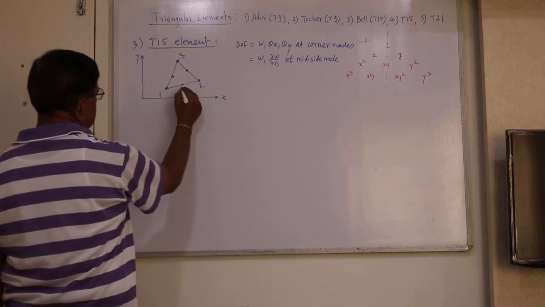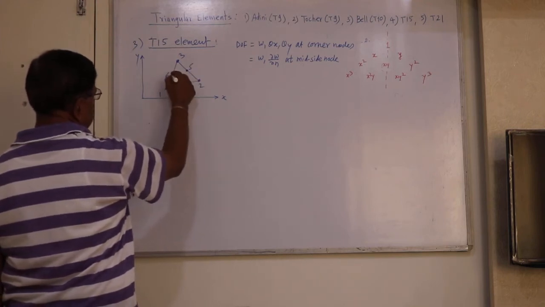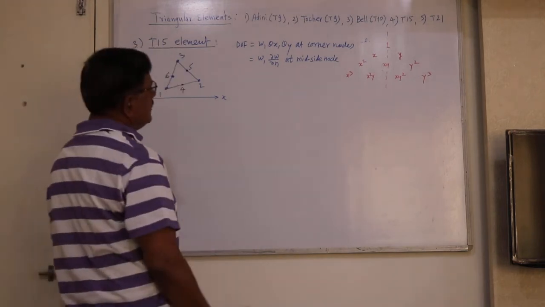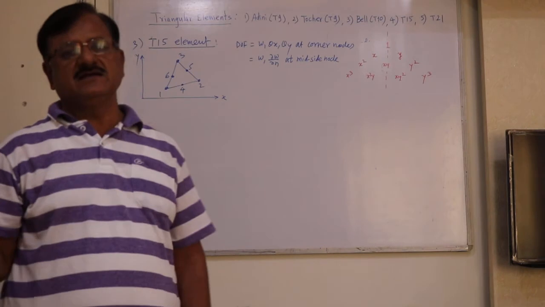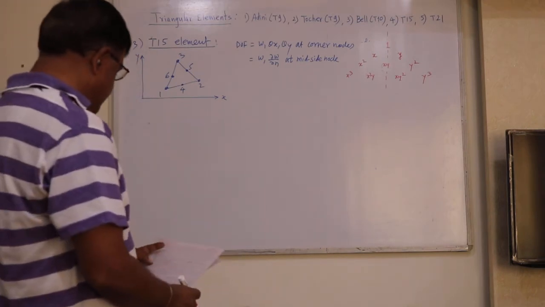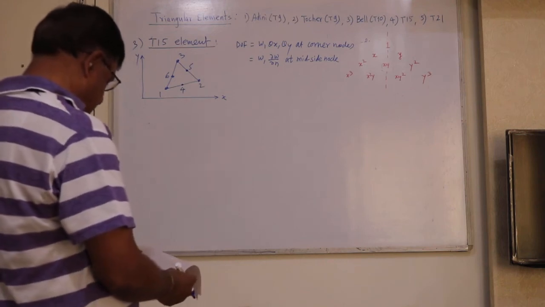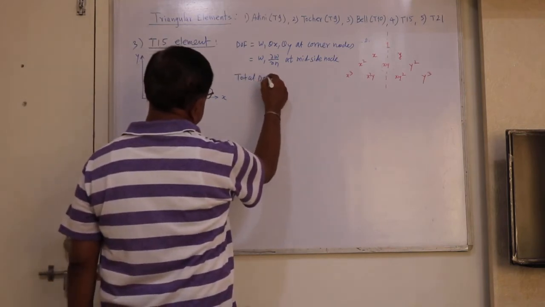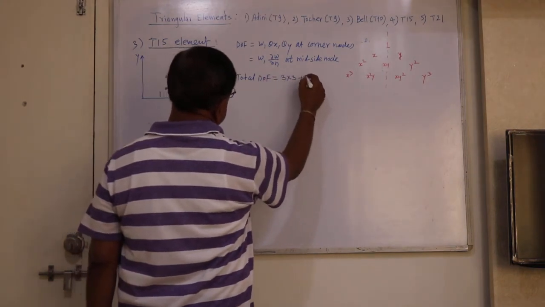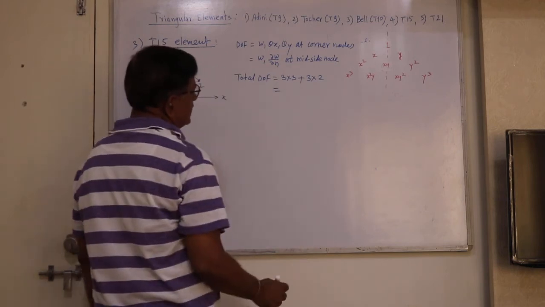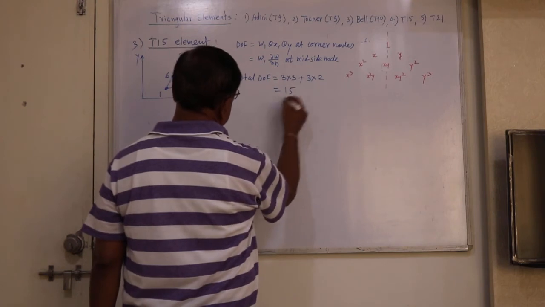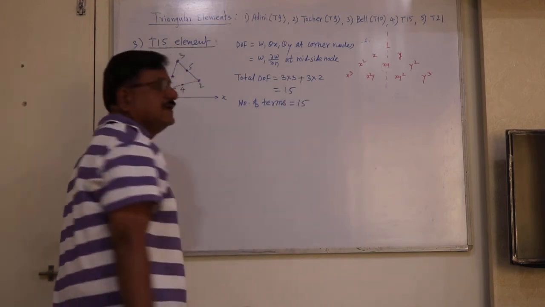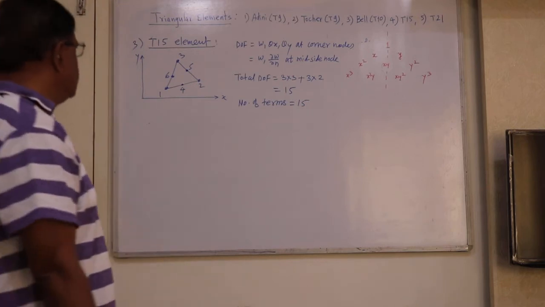So this is 3 primary nodes. This is 4, this is 5, and this is 6. So W, theta x, theta y are at corner nodes, and dou W by dou n. What is dou W by dou n? Is the normal slope. Dou W by dou n is the normal slope. So total degree of freedom, it is 3 multiplied by 3 plus 3 multiplied by 2, 6 plus 9 plus 6, 15. So therefore number of terms equal to 15 in assumed displacement function at any point in the element.